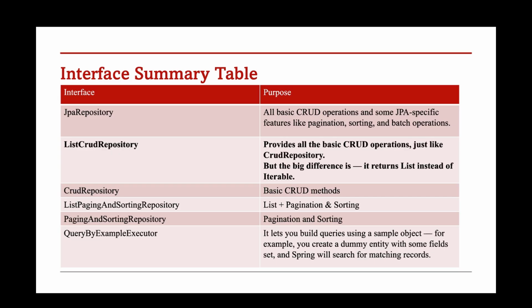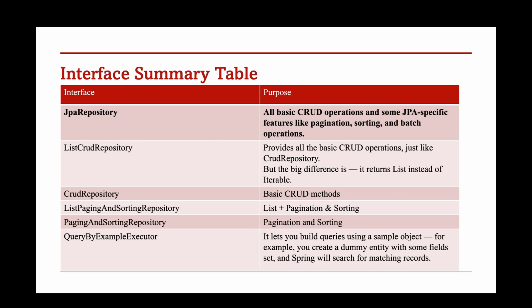Now let's look at another interface introduced in Spring Data 3. List CRUD repository. It's very similar to CRUD repository, but with one key improvement. Instead of returning an iterable, it returns a list directly, which is what we use most often in real-world code. For example, findAll in CRUD repository returns an iterable. But in list CRUD repository, it returns a list. This small change makes your code cleaner and avoids unnecessary conversions. So if you're using Spring Data 3 or above, and want basic CRUD with list support, list CRUD repository is a great choice.